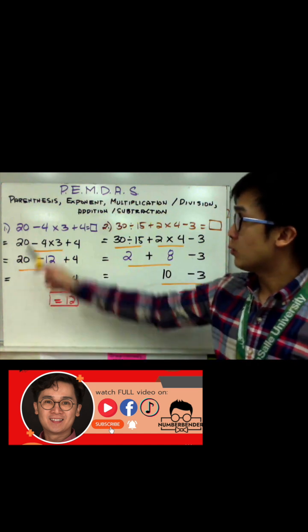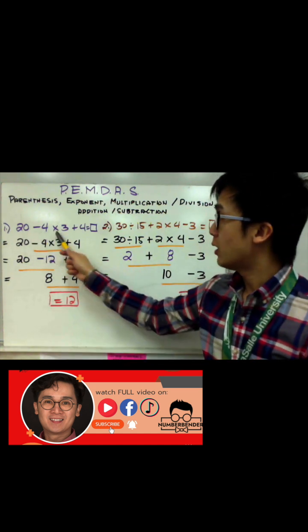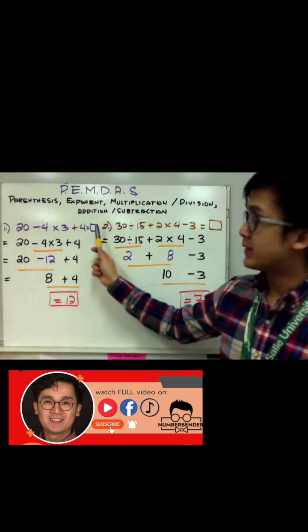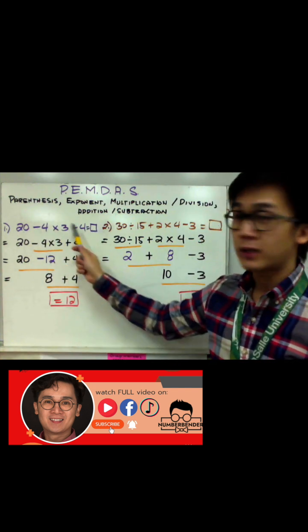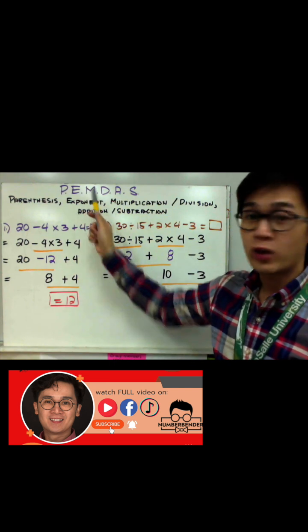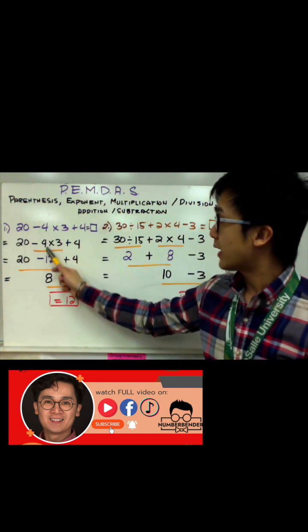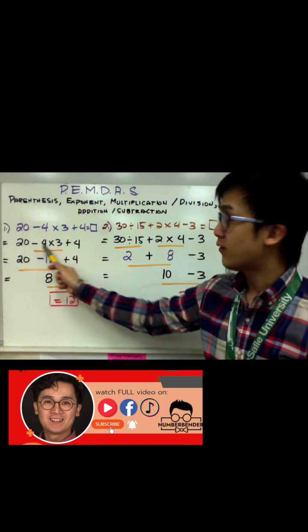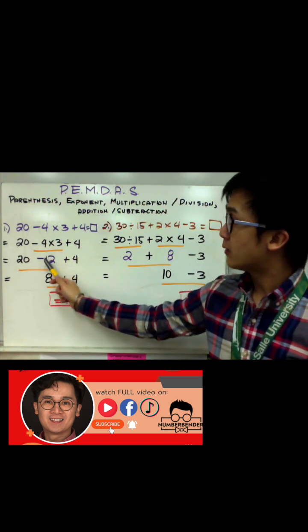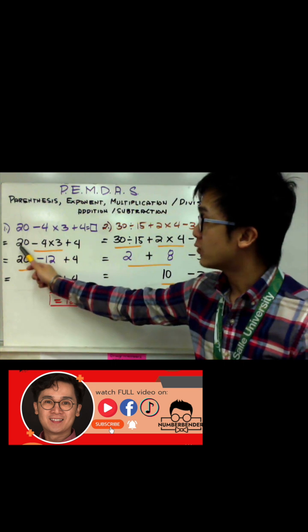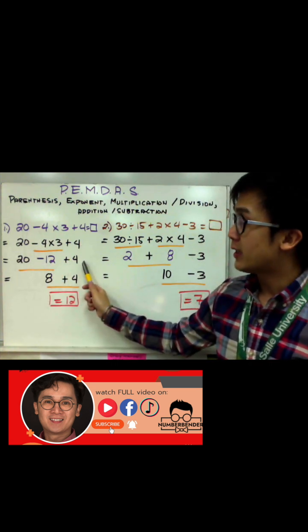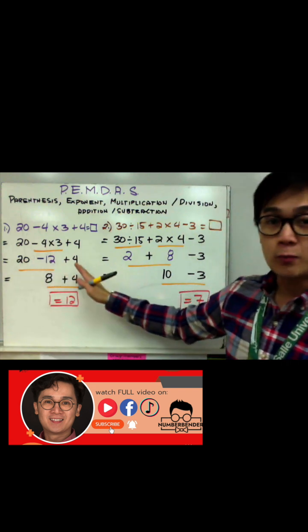So for example number 1, I have 20 minus 4 times 3 plus 4. I have 3 operations in this example, which are subtraction, multiplication, and addition. So I need to work on my multiplication before I can add and subtract. So in this case, I need to multiply negative 4 and 3, which gives me negative 12. And since I did not perform any operations for 20 and 4, I'm just going to copy them here in my second step so you can see how I'm going to use my order of operation here.